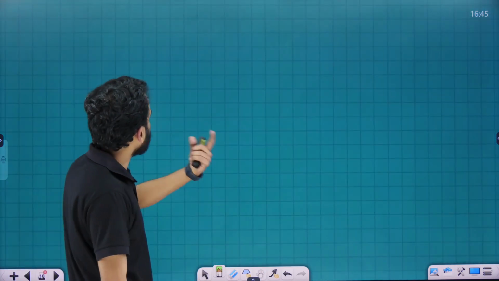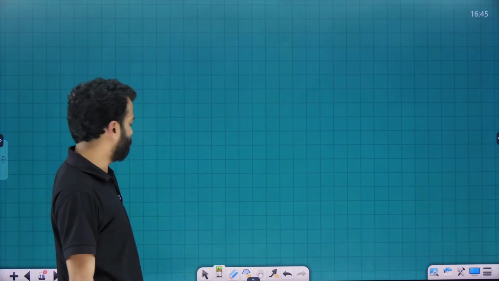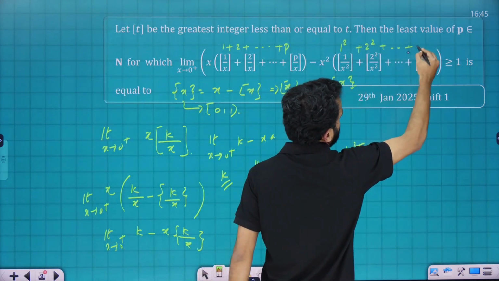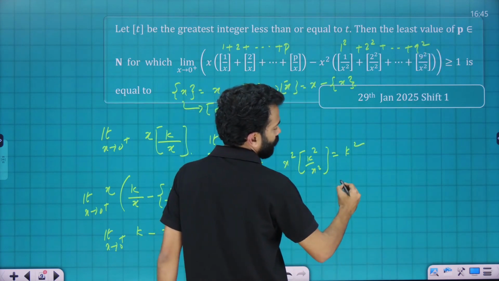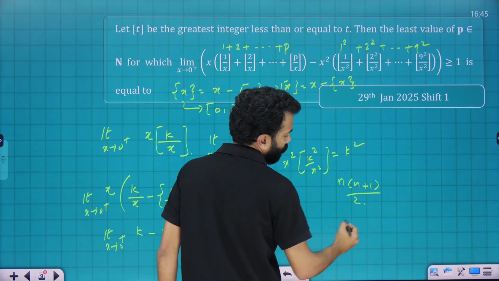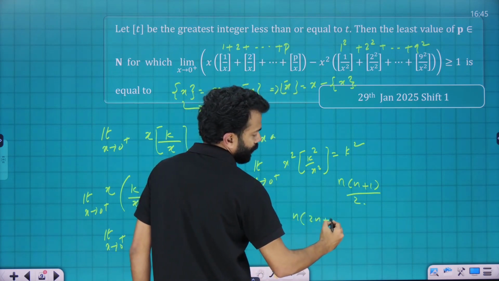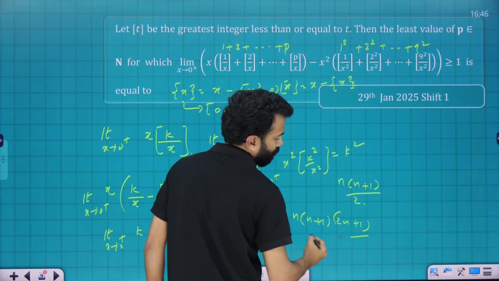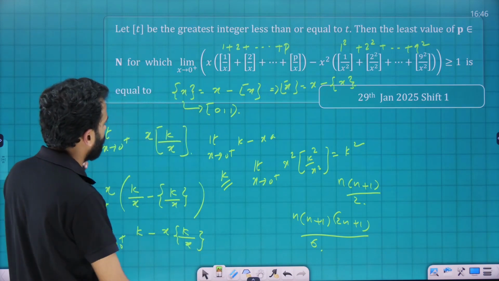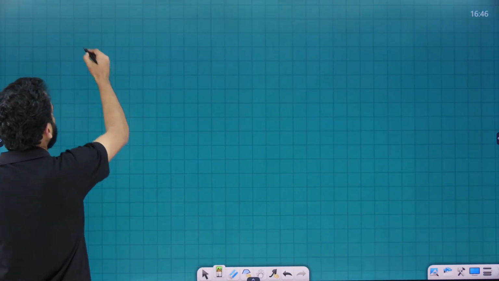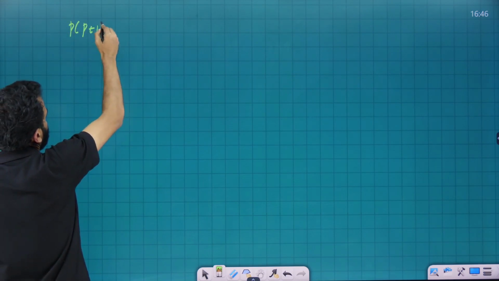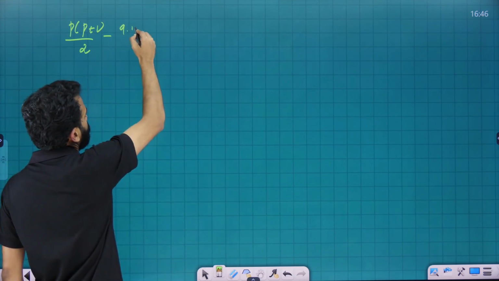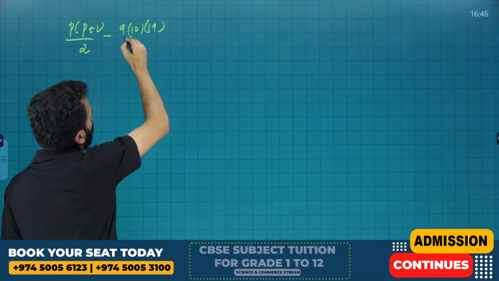It will be 1 plus 2 plus etc. plus p, and 1 square plus 2 square plus etc. plus 9 square. What is the sum of the first n natural numbers? That is n into n plus 1 by 2. And what is the sum of squares of the first n natural numbers? It will be n into n plus 1 into 2n plus 1 divided by 6. Therefore, it will be p into p plus 1 divided by 2 minus 9 into 10 into 19 divided by 6.